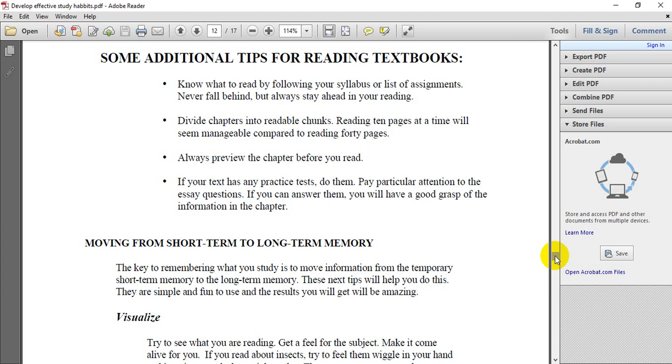Always preview the chapter before you read. It's very necessary to get a general glance at the whole chapter, to gain the general idea of it before you start to read. If your text has any practice tests, do them. This helps you to identify to what extent you understand this chapter. Pay particular attention to the essay questions. If you can answer them, you will have a good grasp of the information in the chapter.